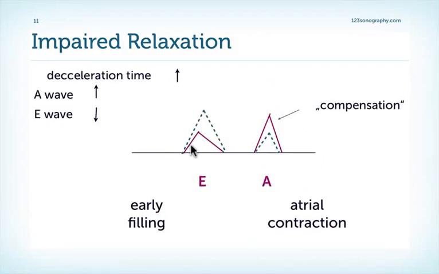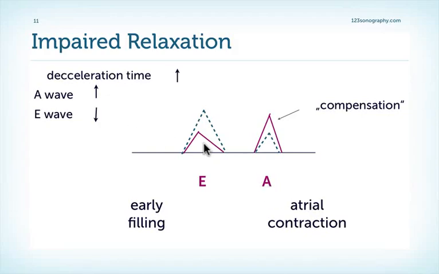We have a small E wave and a large A wave. So the E wave has dropped and the size of the A wave has increased. Again, why? Because we have less pressure gradient during early diastole. We have a lot of residual volume of blood in the left atrium during the late phases of diastole, and those are pumped into the left ventricle via atrial contraction.